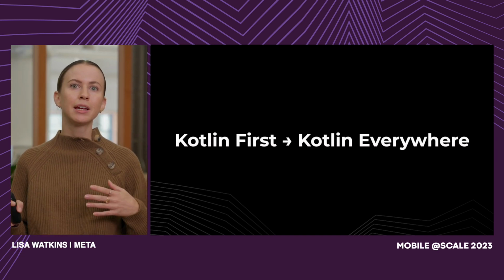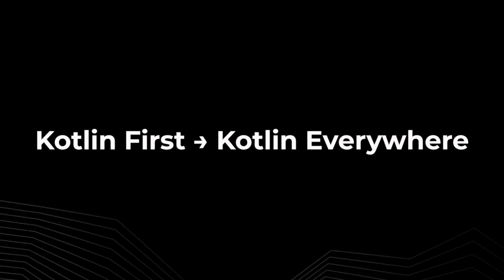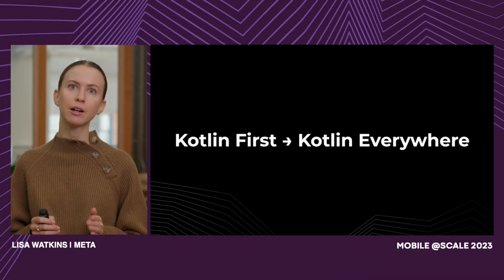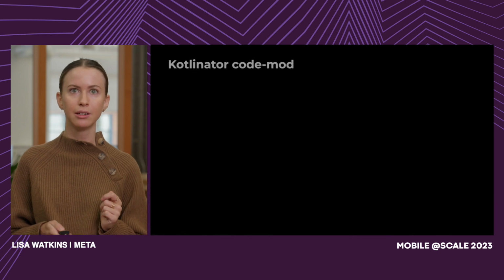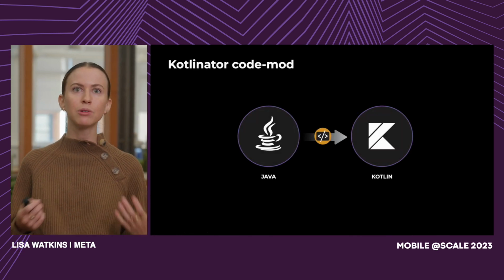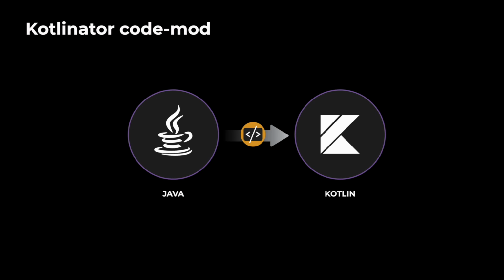In 2023, Instagram is moving on from simply Kotlin first to now Kotlin everywhere. And so this means that our focus is not only writing new code in Kotlin, but we're aggressively migrating existing Java code to Kotlin. One of the ways that we're doing this is with the Kotlinator code mod service, which is built in-house at Meta.